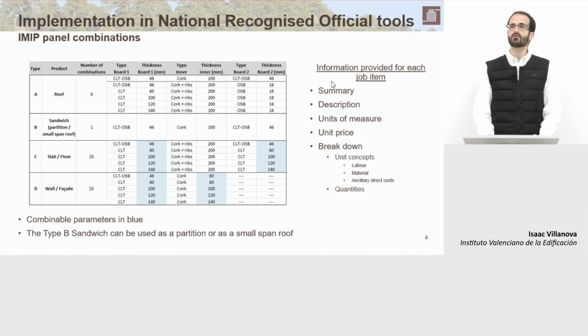And the information provided for each of these job items is the summary, the description, the units of measure, the unit price, and its breakdown. And inside this breakdown, all the unit concepts are defined, like the labor, the material, and the ancillary direct costs, and for each one, its quantities.